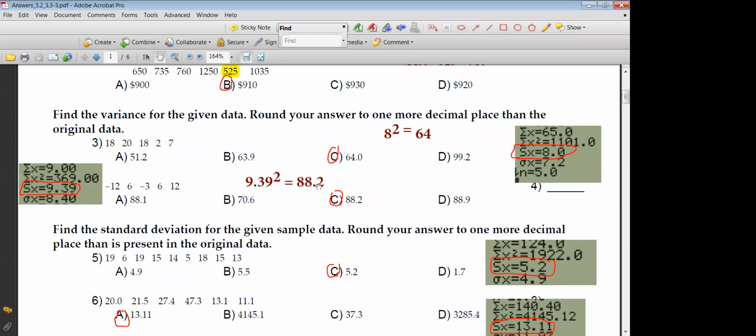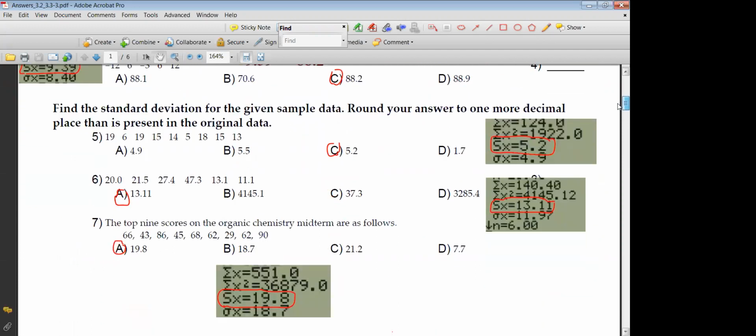The key thing that you have to remember is when you have a problem that asks you for the variance, the calculator will not flat out give you the variance. It will, however, give you the standard deviation. You need to take that value and square it. That's the variance. Now, numbers 5, 6, and 7, I'm asking you flat out for the standard deviation.